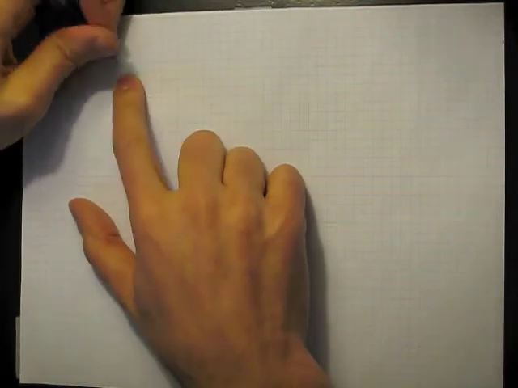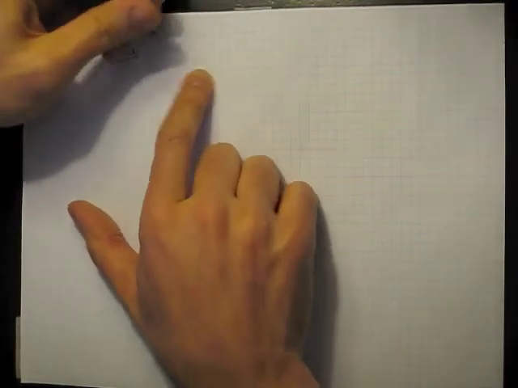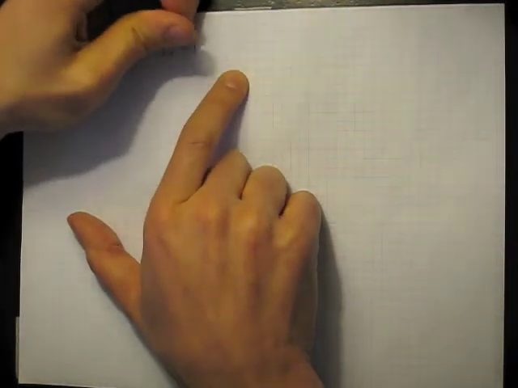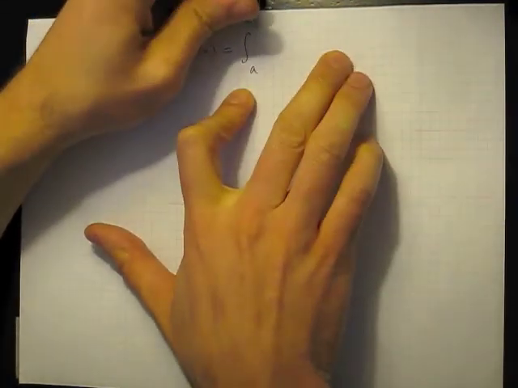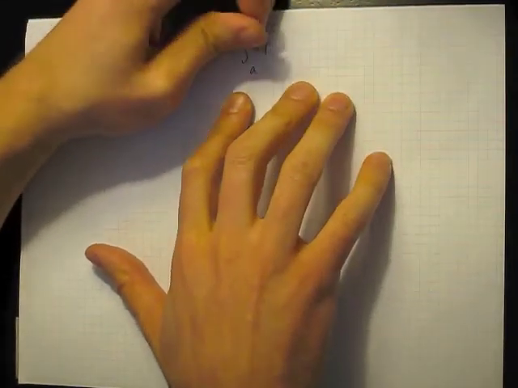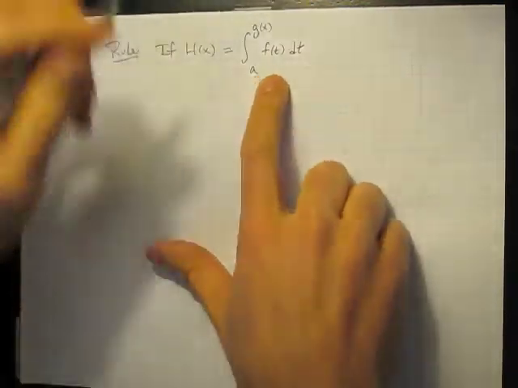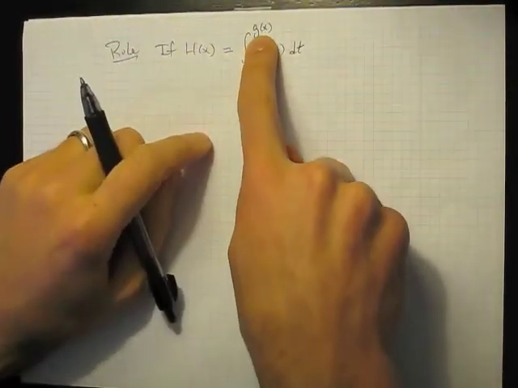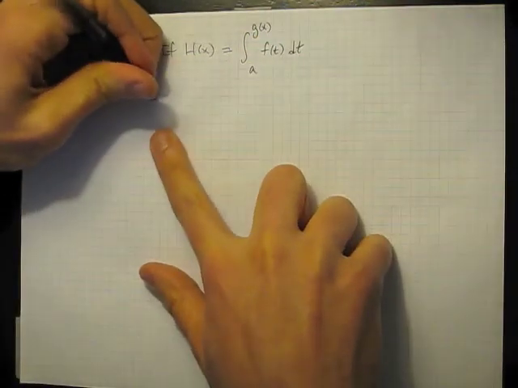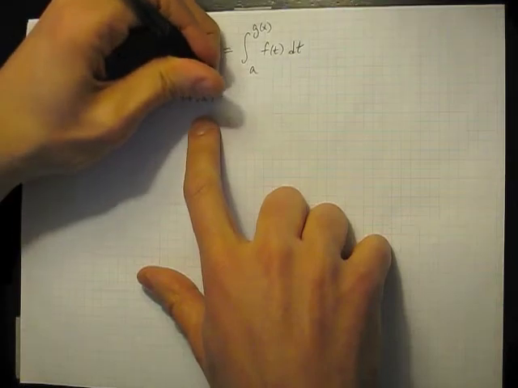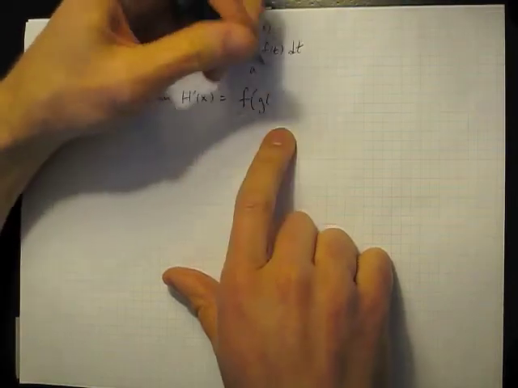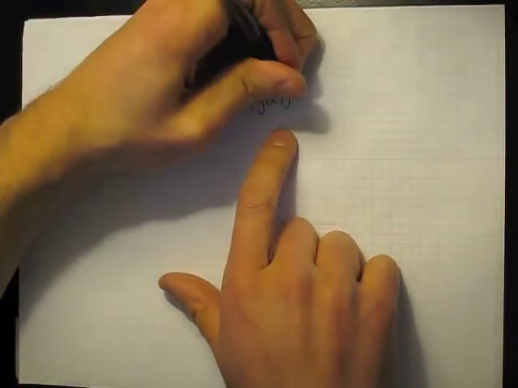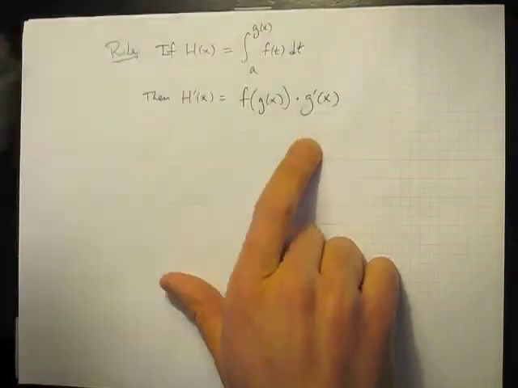So the general rule, and this uses the chain rule. It says that if you've got a function that looks like this, so if instead of having just x up here, you have another function of x, then the derivative is equal to, well, you take this function here, plug in g, and then you multiply by the derivative of g. Okay?